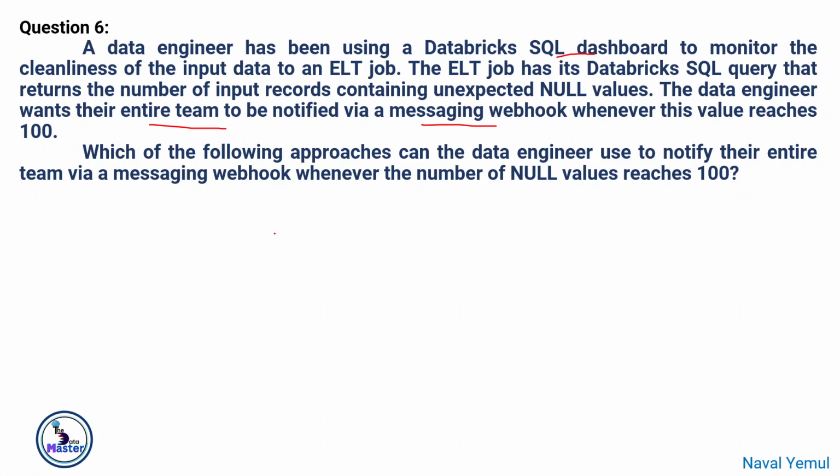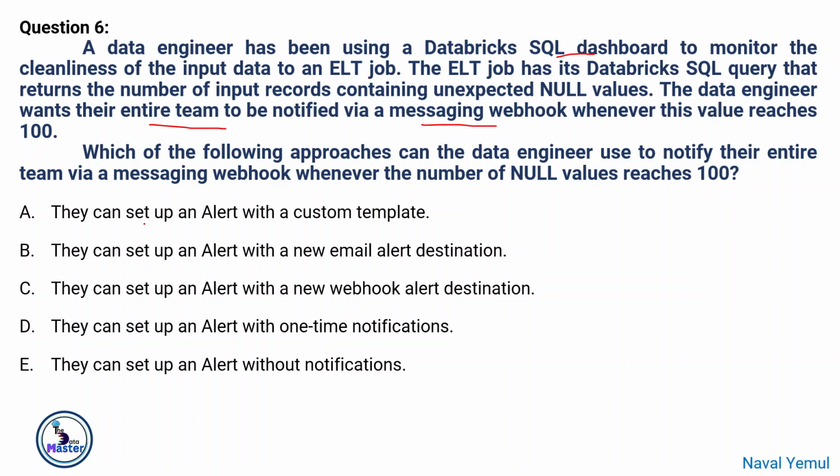So you need to create a Databricks alert, that is for sure. All the options say that you can get an alert. But when it comes to the keyword here, webhook messaging, yes, you got an option here. They can set up an alert with a new webhook alert destination. With the help of a new webhook alert destination, you can notify the entire team when the value reaches 100.